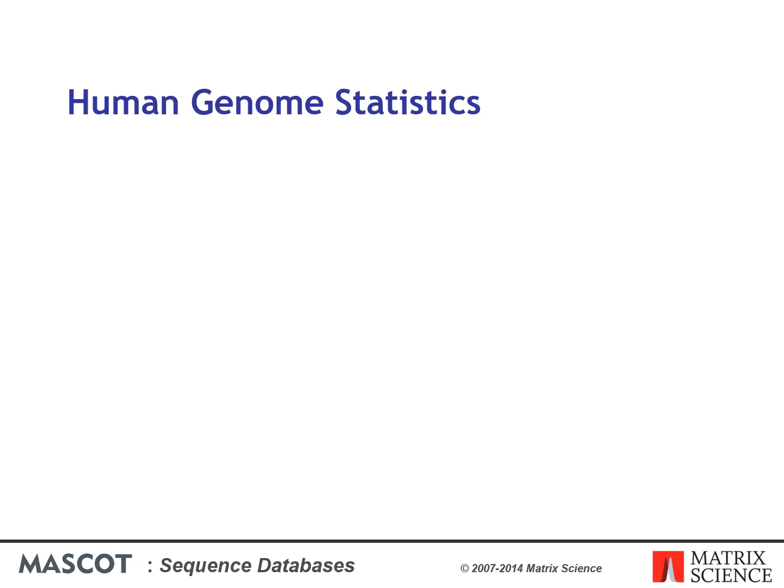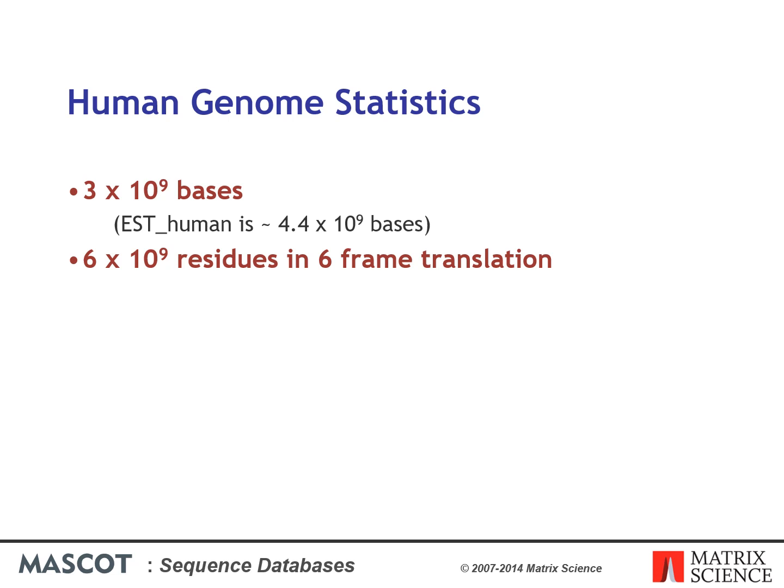We can also perform MSMS searches on the raw genomic sequence data. Let's just look at some numbers for the assembled human genome. The human genome assembly is approximately 3 billion bases, which makes it a little smaller than EST human. Since we must translate in all 6 reading frames, this corresponds to 6 billion amino acid residues.